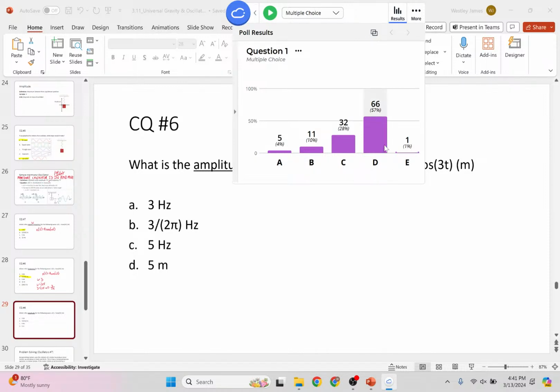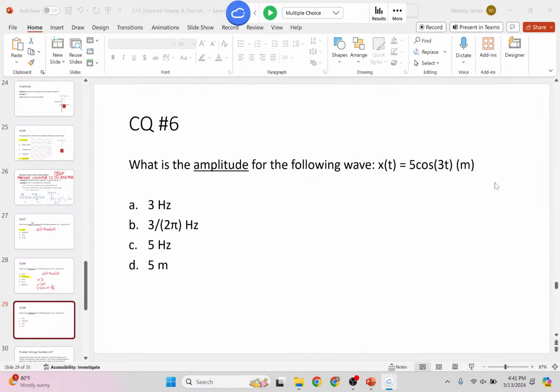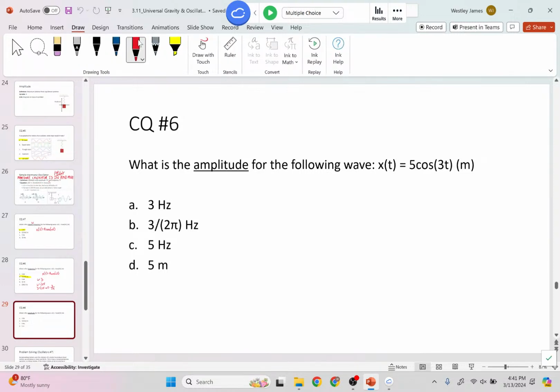So yeah, the answer here, y'all, is 5 meters. If you put 5 hertz, this is just a good reminder. Fun fact, if you make a mistake, you're more likely to remember it than if you get it right. Anyway, so sometimes making mistakes is a good thing. It's best to make mistakes now versus later. But yeah, so this is the amplitude, so it's the same function, x of t equals A cosine omega t.